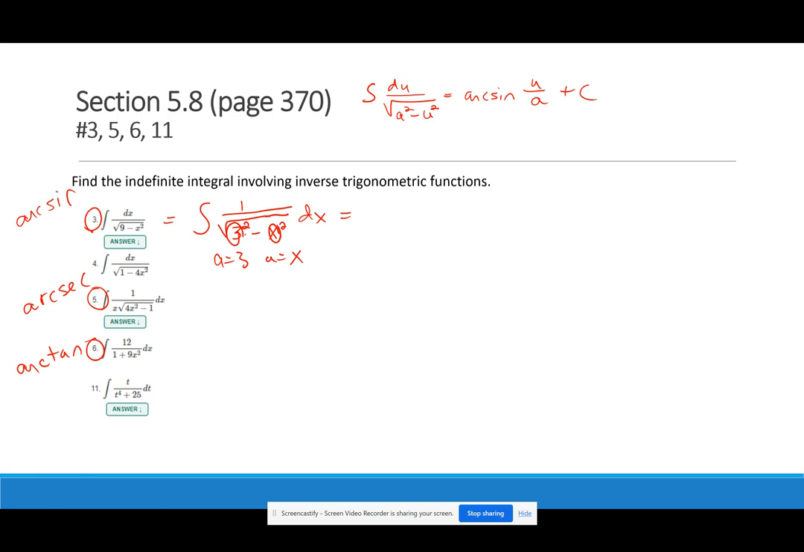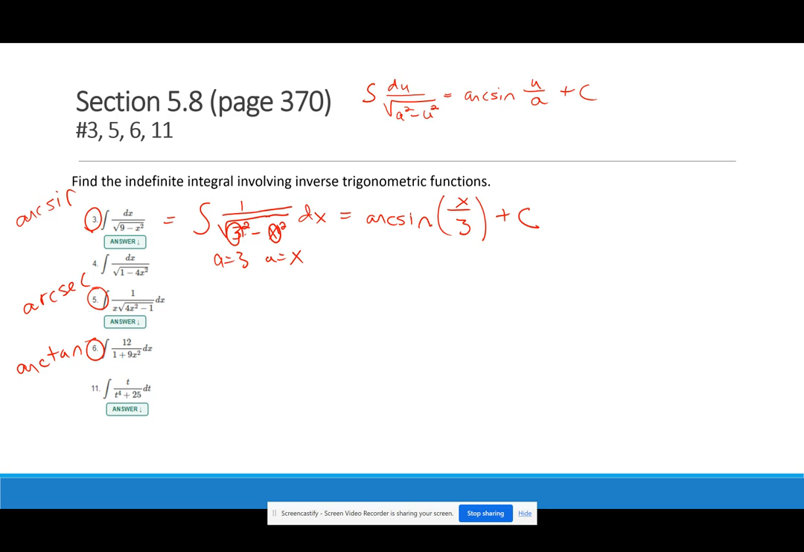Okay, so let's go ahead and just write our answer. It will be arc sine. Okay, the constant was 3, the u was x, so it'll be x over 3. Okay, and then plus c, and we're done.